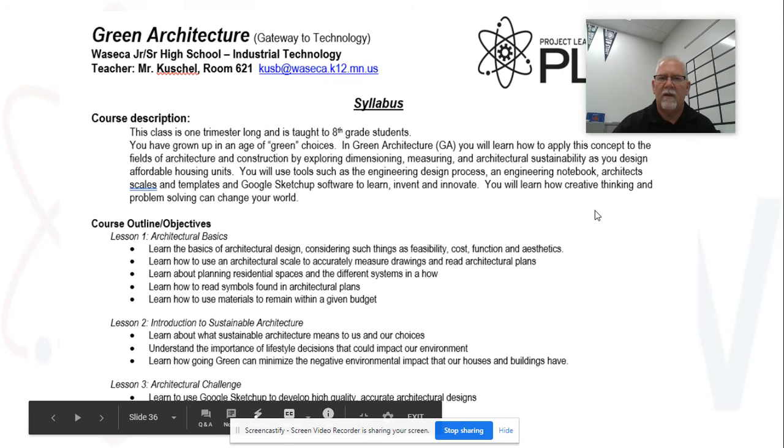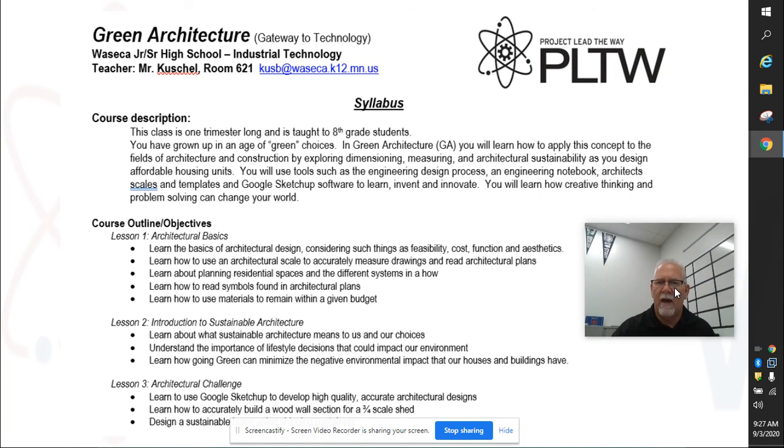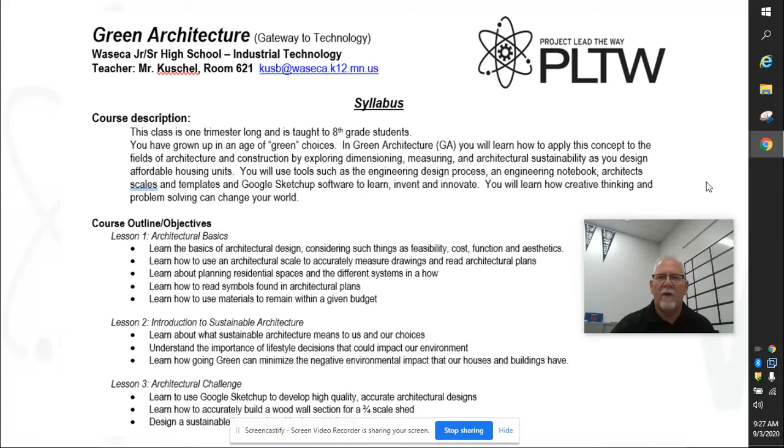Our syllabus gives you a course description. Okay, just a quick overview on that. The class is 1 trimester, taught to 8th grade students. And just a little information on green architecture. This class is designed for 6th, 7th, or 8th grade students. So guess what? All of you are well qualified. It's within your learning wheelhouse to do these things. So I'm going to teach it to just 8th graders. That's how we do it here in Waseca.